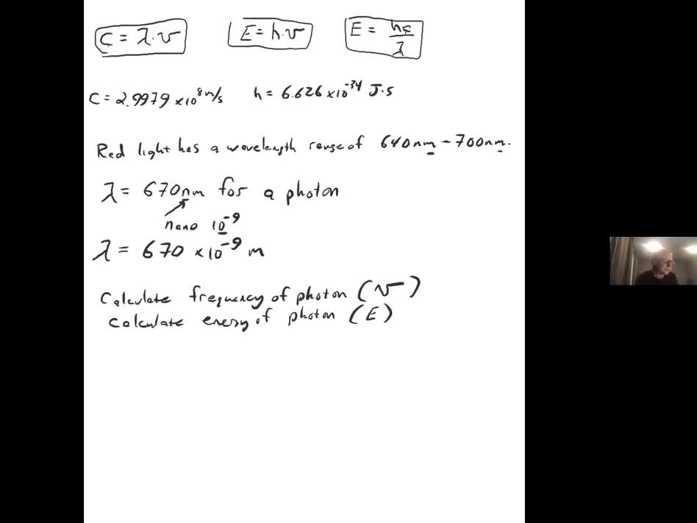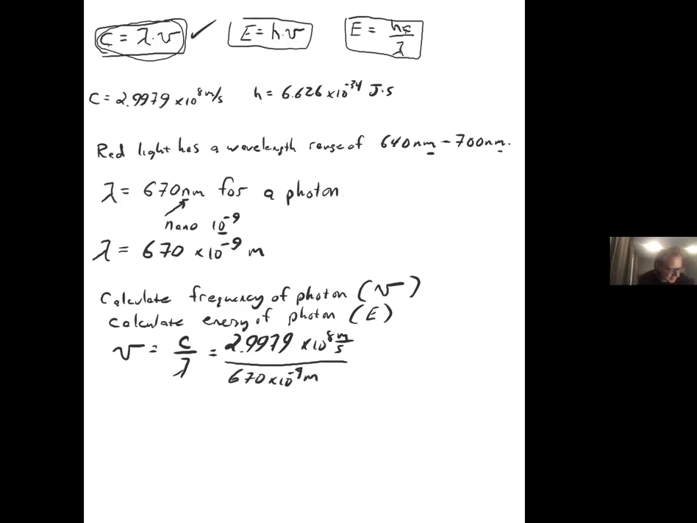Okay. Very simple. If we want the frequency, we can use this one right here, speed, frequency, and wavelength. So frequency would be speed over wavelength. Just using this one over here. So 2.9979 times 10 to the 8th meters per second. That's a constant. That's going to be the same every time. And then you have the 670 nanometers.